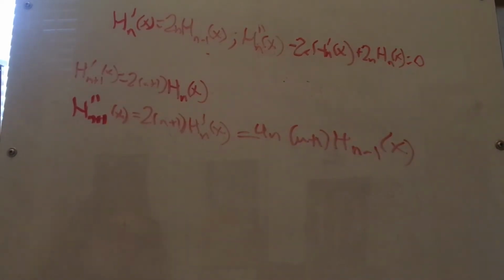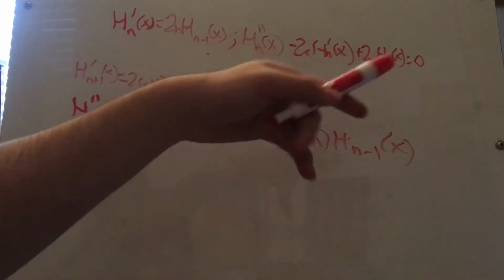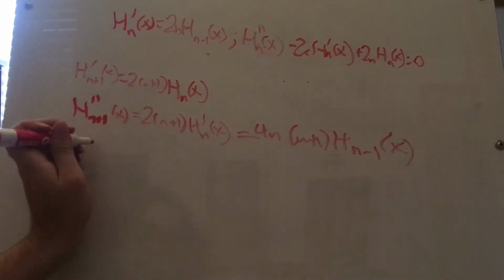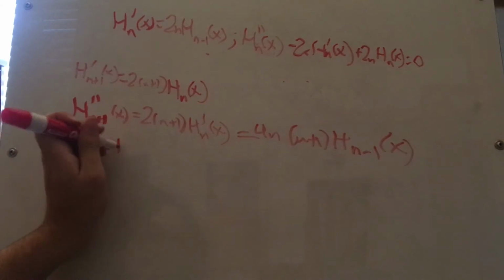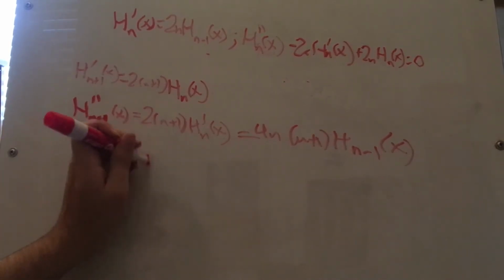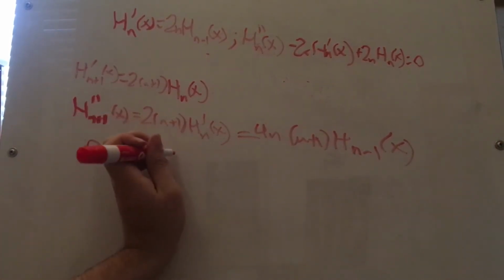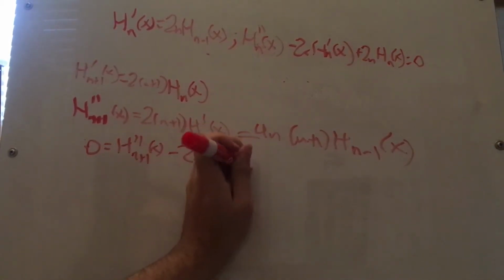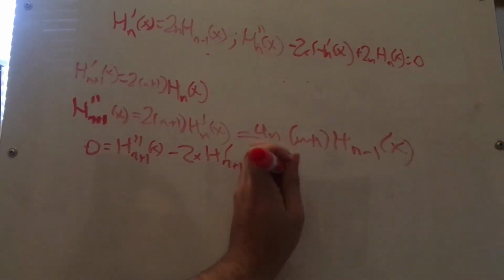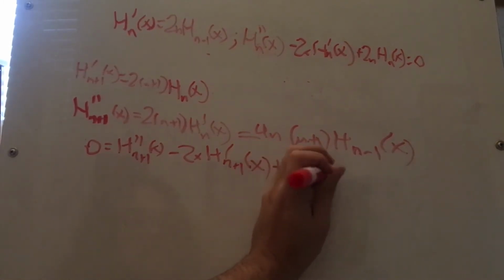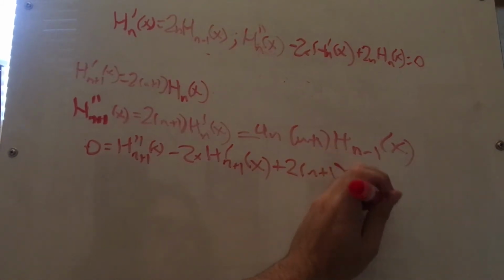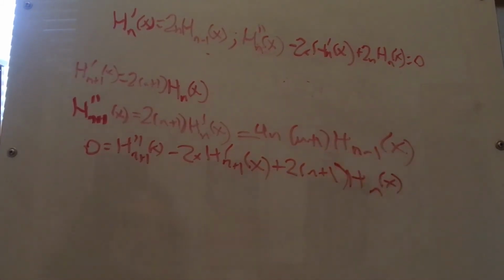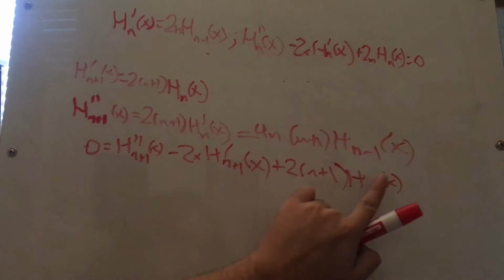So then we take these two relations, since we have a double prime and a prime, and we plug them into this, and we remember to switch the index from n to n plus 1 at the beginning. So we have 0 is equal to H_{n+1} double prime of x minus 2x H_{n+1} prime of x plus 2(n+1) H_{n+1} of x.